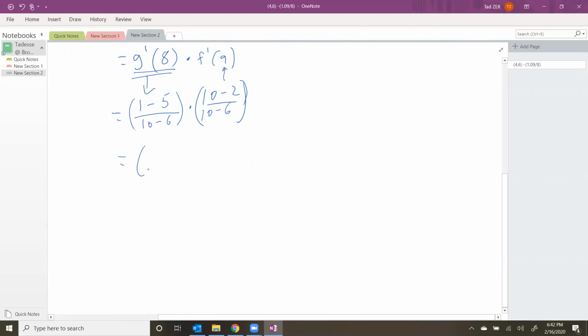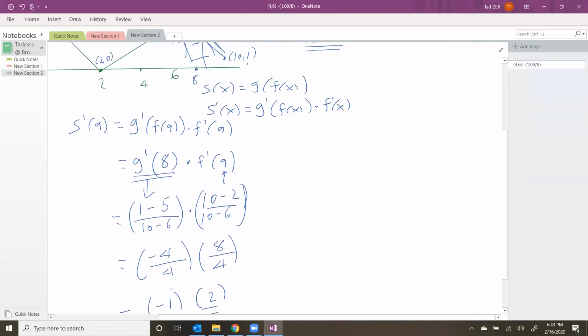So 1 minus 5 is negative 4 over 10 minus 6, which is 4. And 10 minus 2 is 8, and 10 minus 6 is 4. So this is negative 1. That is the slope. The derivative of G at 8 means the slope of the graph of G at 8, which, because it's a line, is 8 over 4, 2. This is what exactly we did now. Now negative 1 times 2 is negative 2. So this negative 2 is the derivative of S at 9.